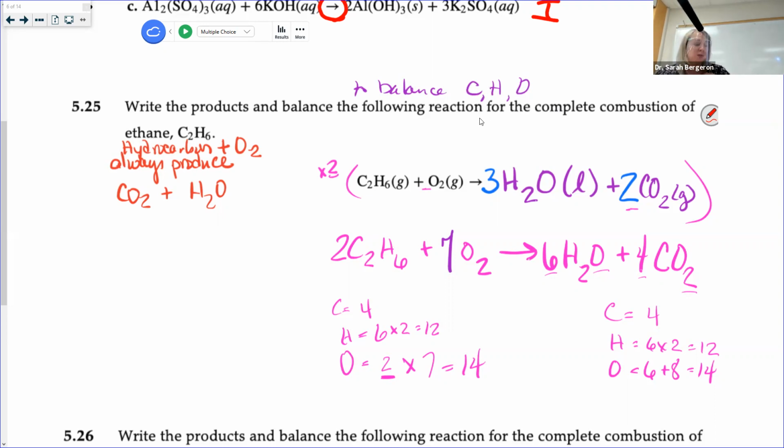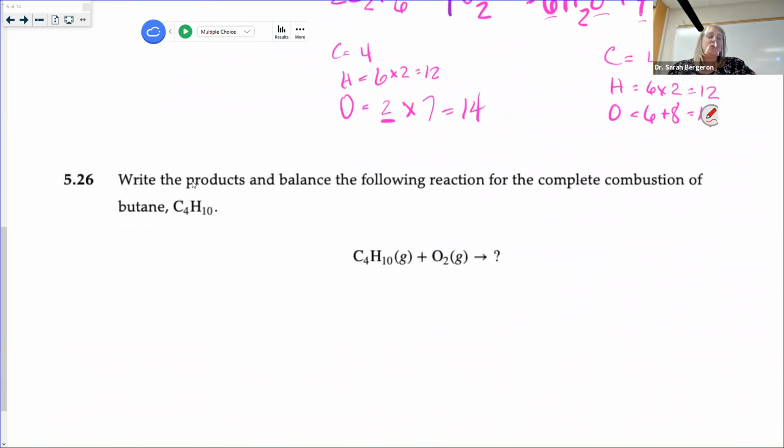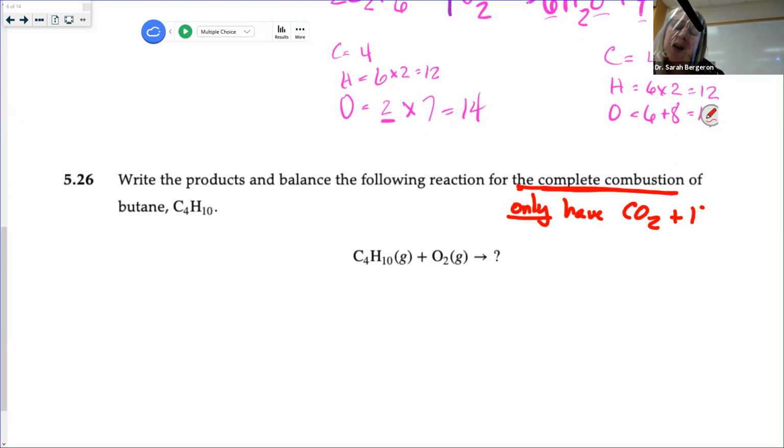Sometimes they will give you the products and sometimes they will not. So this says write the products and balance the following reaction for the complete combustion. If you have a partial combustion, you'll have other products. But if you have a complete combustion, you will only have CO2 and H2O as products. By definition, that is a complete combustion reaction.